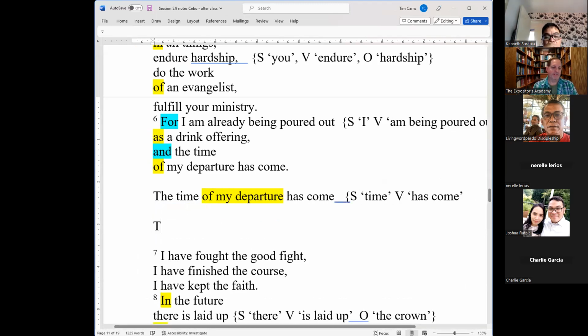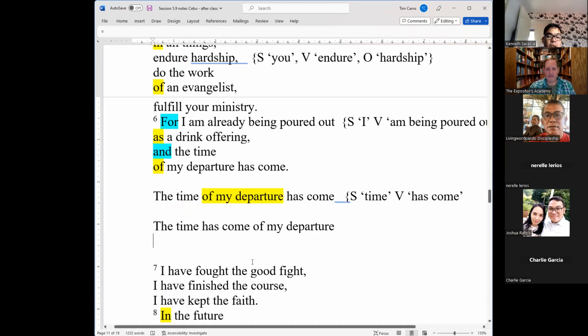The other way he could have put it is "the time has come of my departure." Okay, that makes less sense if he puts that phrase after the clause. But by inserting it between the subject, time, and the verb has come, he's doing that to make sure we understand that "of my departure" is describing time, the word right before it.